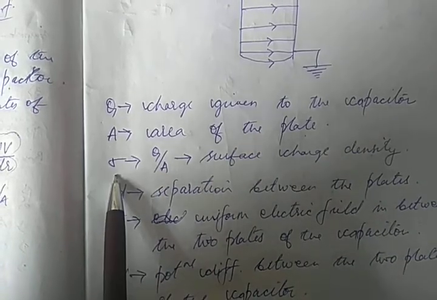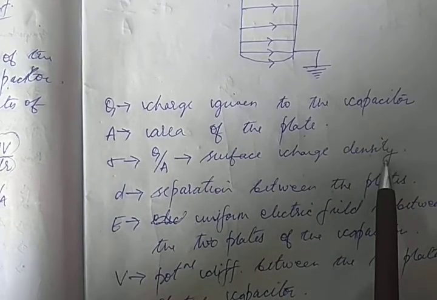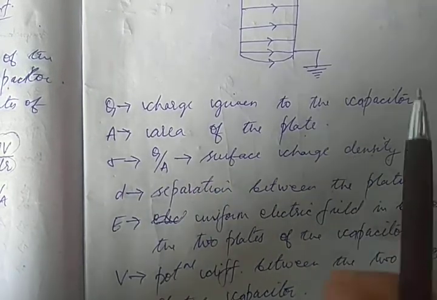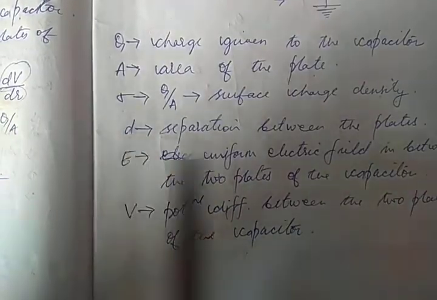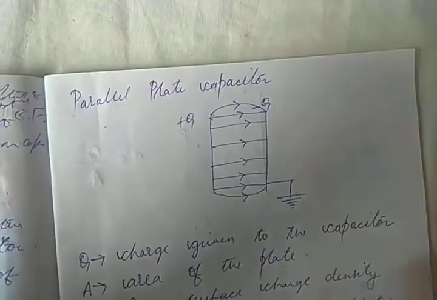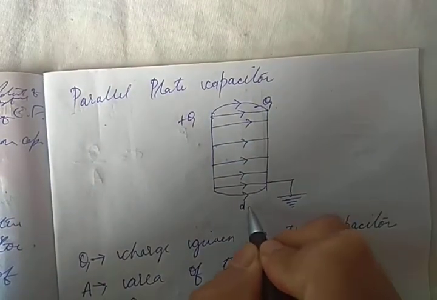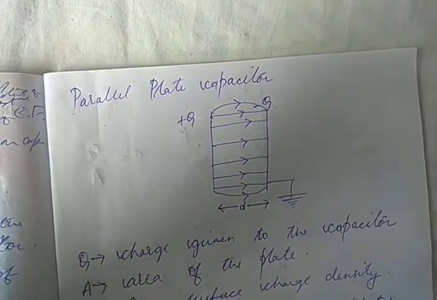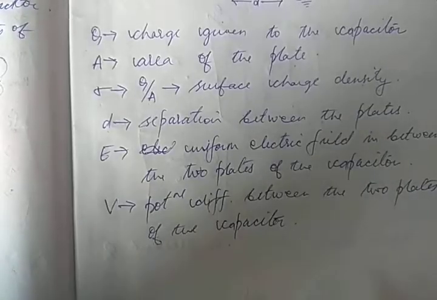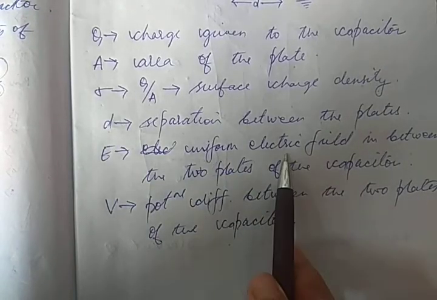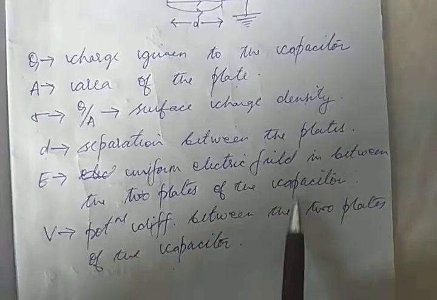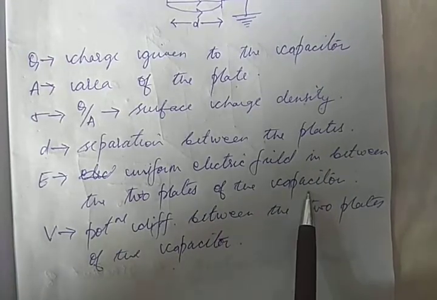Therefore, sigma, the surface charge density of the capacitor, is Q by A. D is the separation between the two plates. So to say, D is this distance between the two plates, alright? And E is the magnitude of the uniform electric field that is set up in between the two plates of the capacitor.